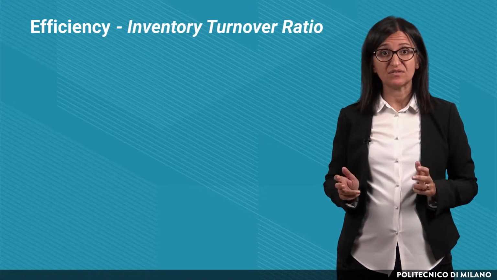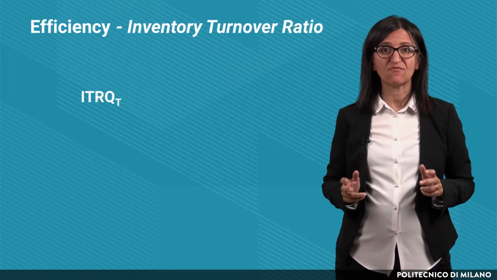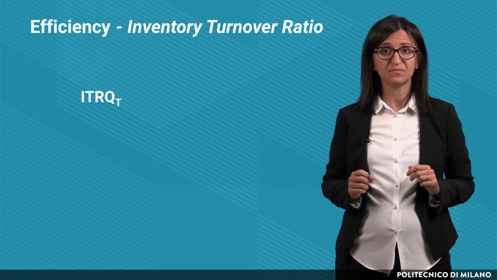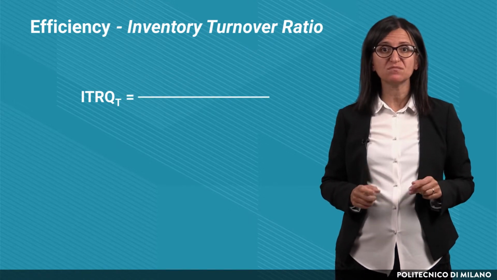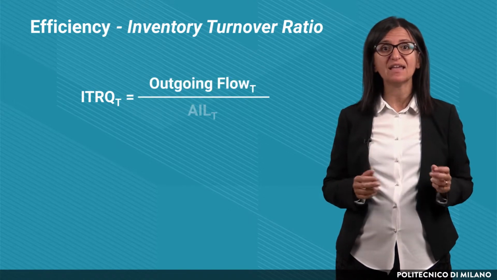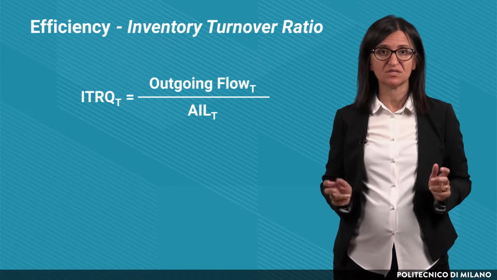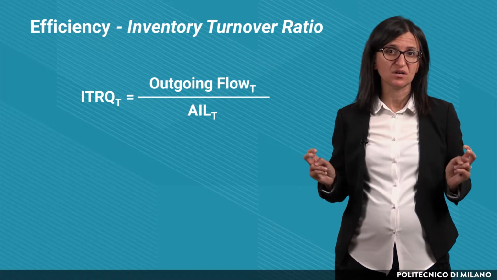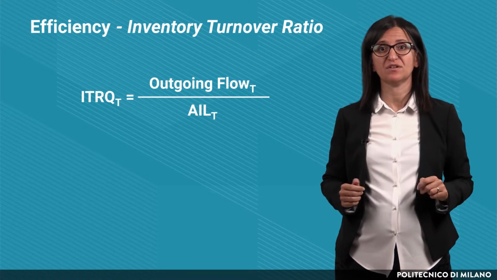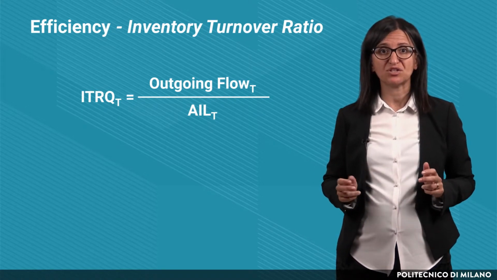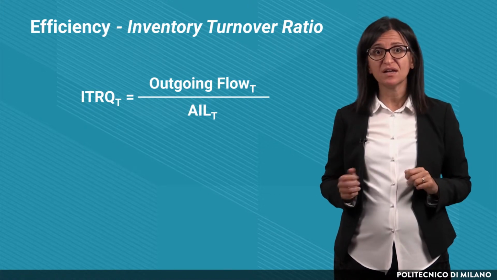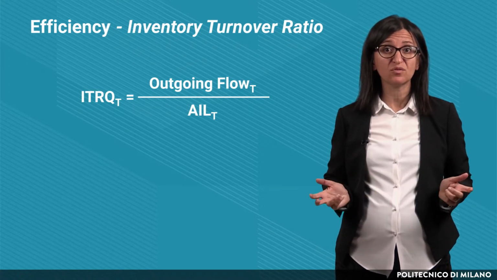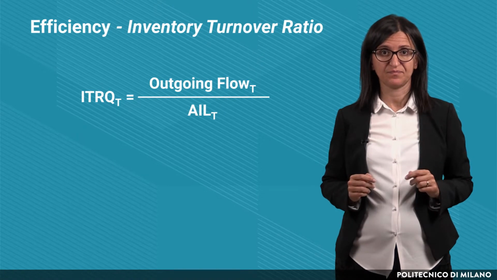As for the relative indicators, we can use the inventory turnover ratio quantity, which is found as the ratio between the outgoing flow and the average inventory level in period T. It tells how many times the inventories turn in the considered time period. The unit of measure is turns per period, and it's usually calculated on a yearly basis.